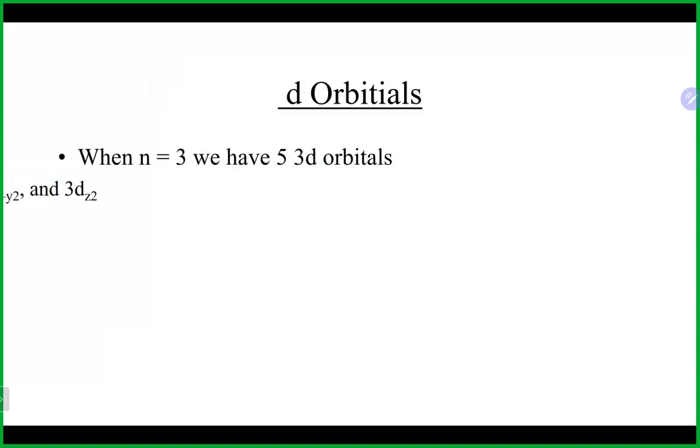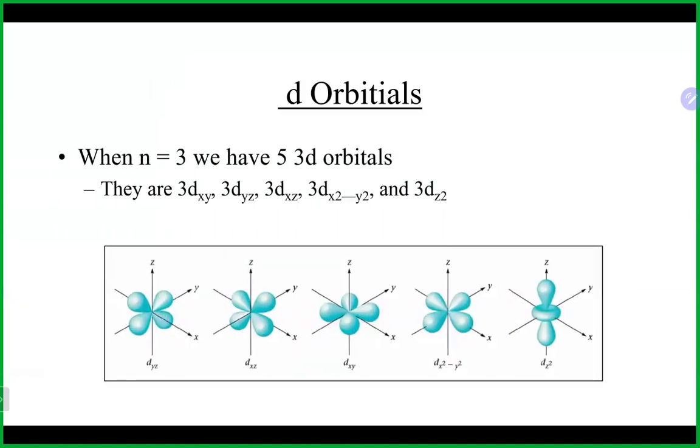Now, the next type of orbitals where we find electrons are actually d orbitals, and d orbitals do not begin until you get to the third energy level. That is where they start, and that is the first time that you see d orbitals. And there's actually 5 different types of d orbitals.